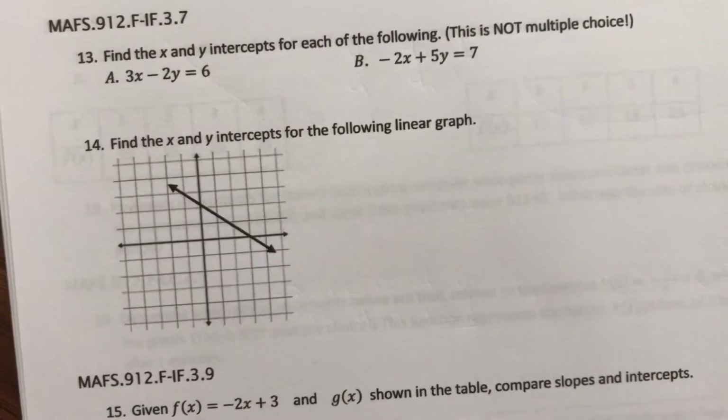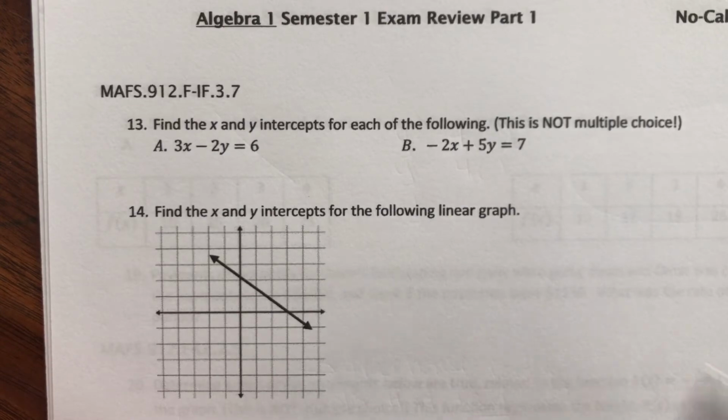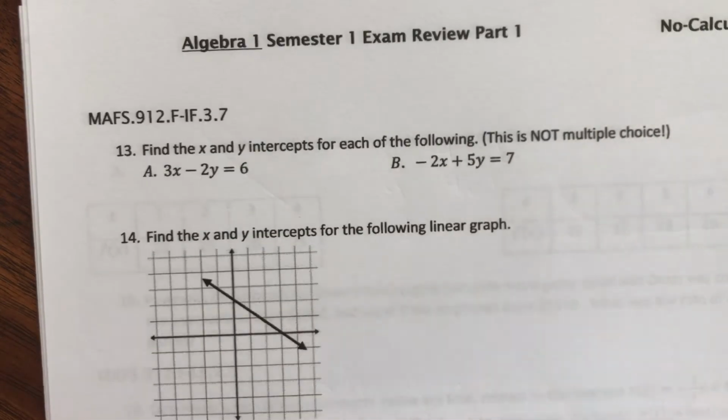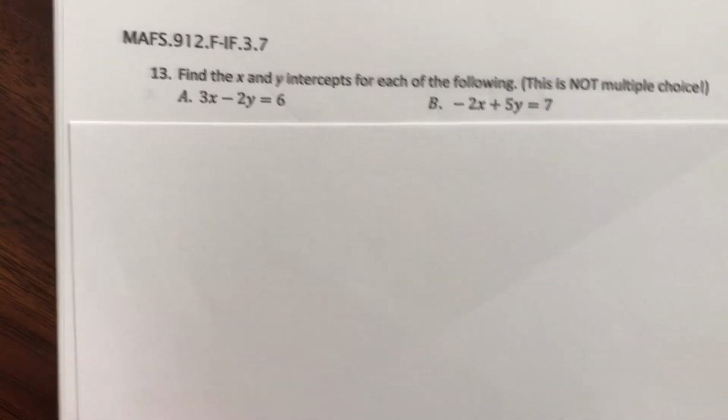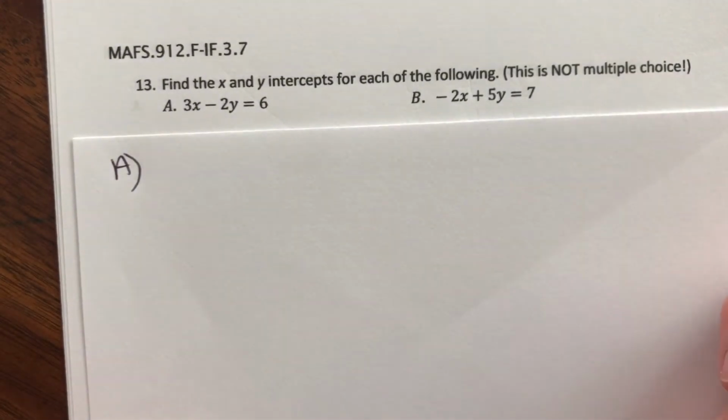Number 13, I know this is taking a while. I'm trying to hurry, I'm sorry. Find the x and y intercepts for each of the following. This is not multiple choice. Let me get a scratch sheet of paper. Number 13. All right, for A, we want to find the x and the y intercepts. Basically, for the x-intercept, plug a 0 in for y and solve. For the y-intercept, plug a 0 in for x and solve.